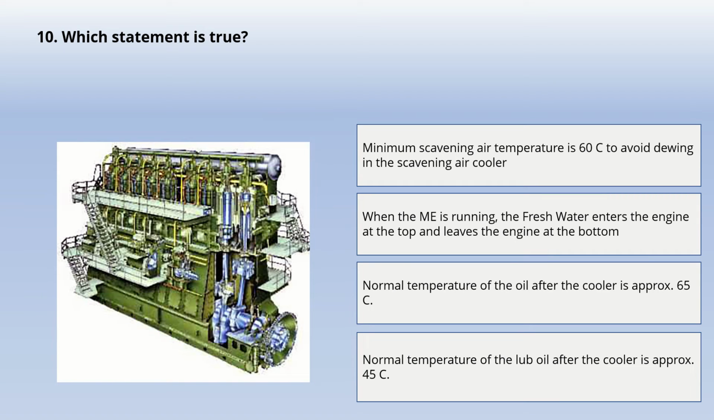Our last question is, which statement is true? And the options are, minimum scavenging air temperature is 60 degrees Celsius to avoid dewing in the scavenging air cooler. When the main engine is running, the fresh water enters the main engine at the top and leaves the engine at the bottom. Normal temperature of the oil after cooler is approx 65 degrees Celsius. Normal temperature of the lube oil after the cooler is approx 45 degrees Celsius. And the correct option for this question is normal temperature of the lube oil after the cooler is approx 45 degrees Celsius.